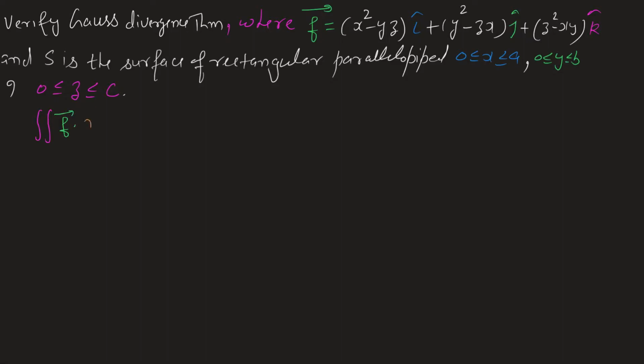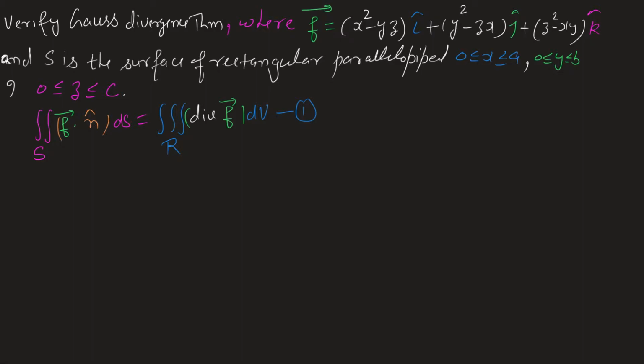Gauss divergence theorem: the surface integral of F dot n ds is equal to the volume integral of the divergence of vector field F over the region R. So this we have to verify. Say this is equation number 1. We have to calculate this over the surface S. So now we have to calculate this one.